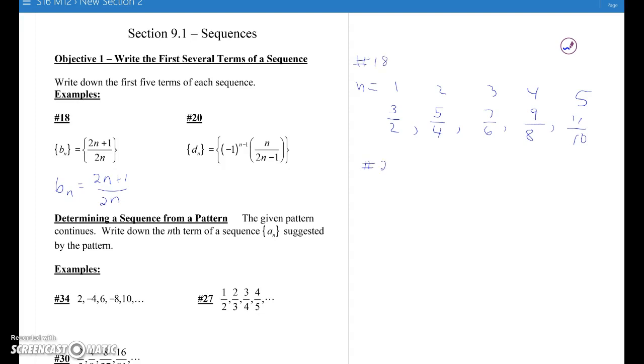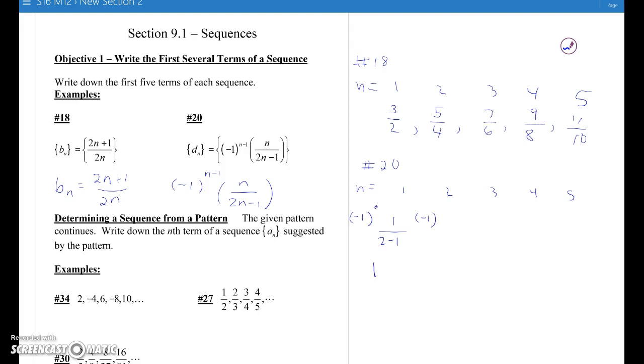So for number 20, we have a more complicated formula. It says we have negative 1 to the power of n minus 1. And this is going to have the effect of causing the sign of each term to be opposite of the sign before. So again, I'm going to make myself this little chart of n is 1, 2, 3, 4, 5, and do as much scratch work as you need to make sure you get the right answer. So I'll have negative 1 to the 1 minus 1, which is 0. And then 1 over 2 minus 1. So negative 1 to the 0 is 1, so it looks like my first term is 1.